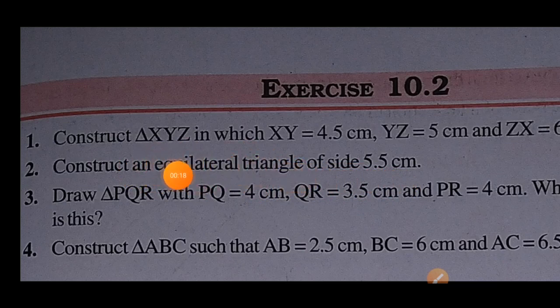An equilateral triangle is a triangle in which the measurement of all the 3 sides of a triangle is equal. It means first, second and third side. There are 3 sides in a triangle and the measurement of all that 3 sides are equal. So that is equal to 5.5 cm. Now we are going to construct this triangle.